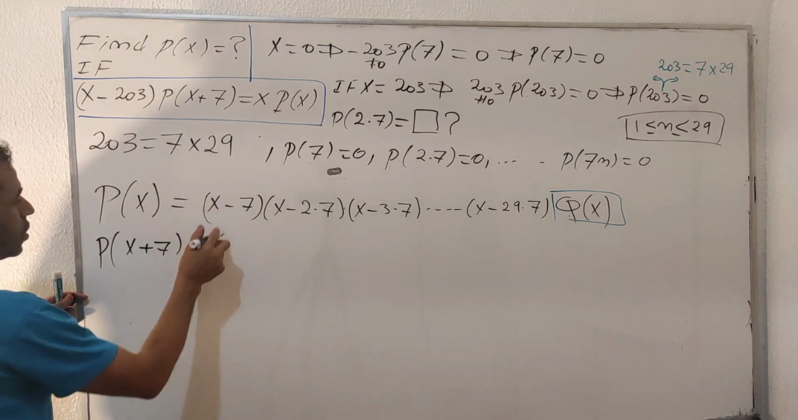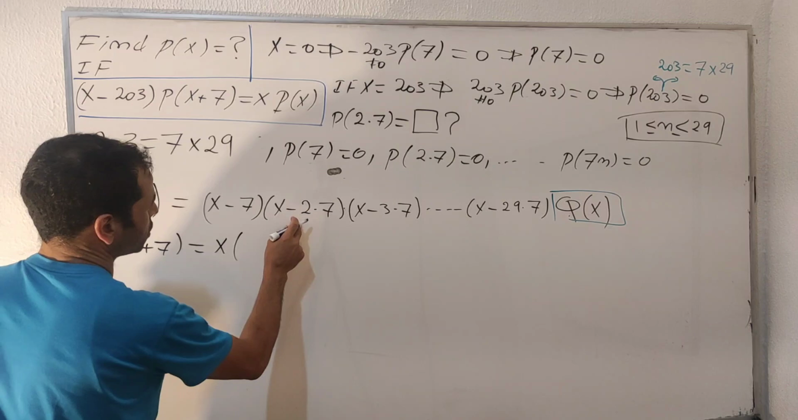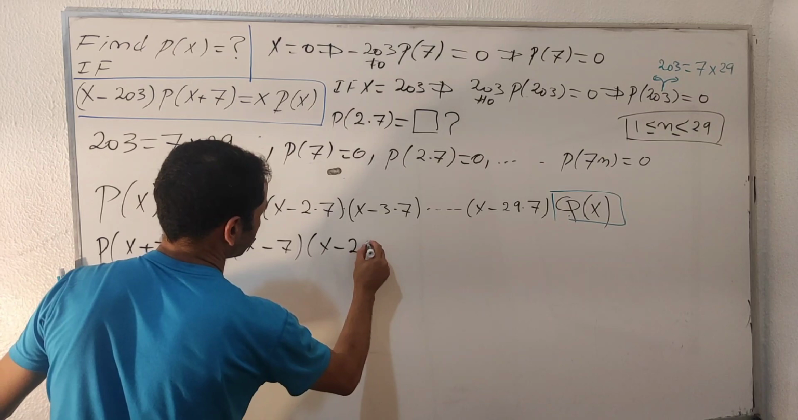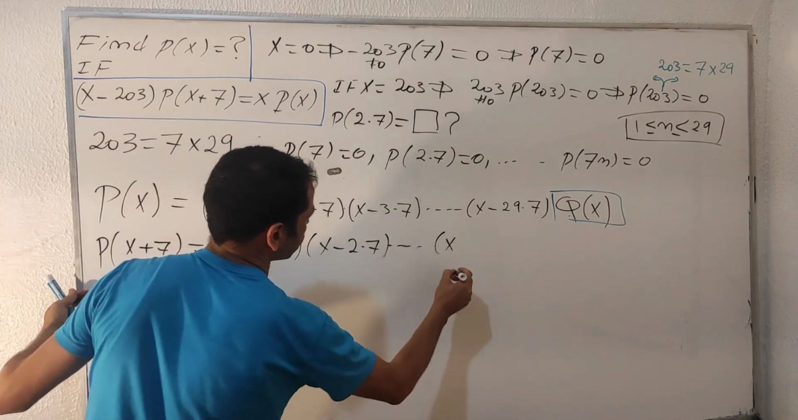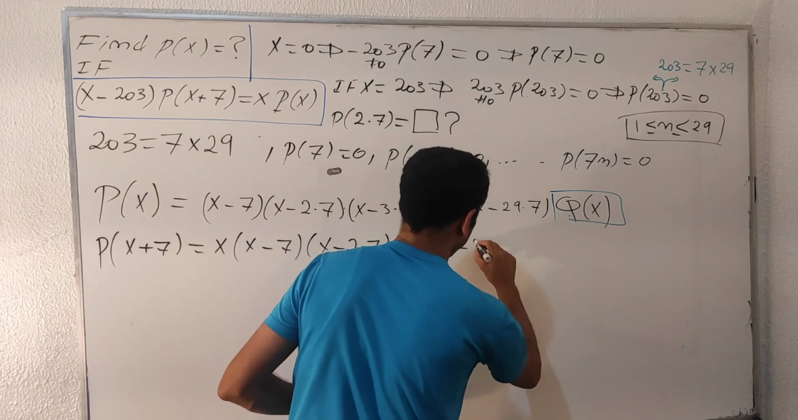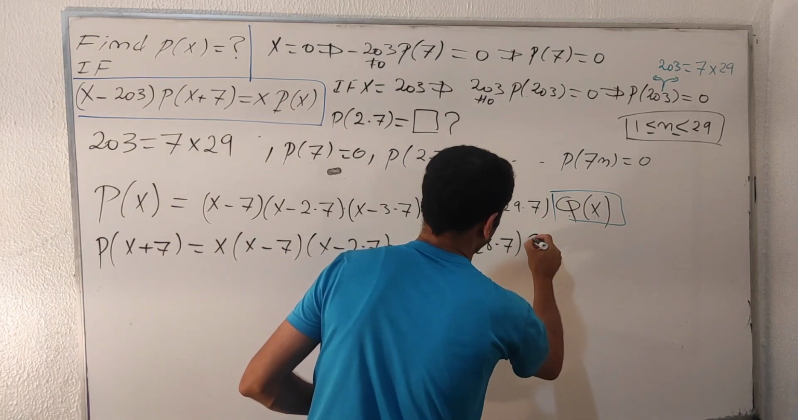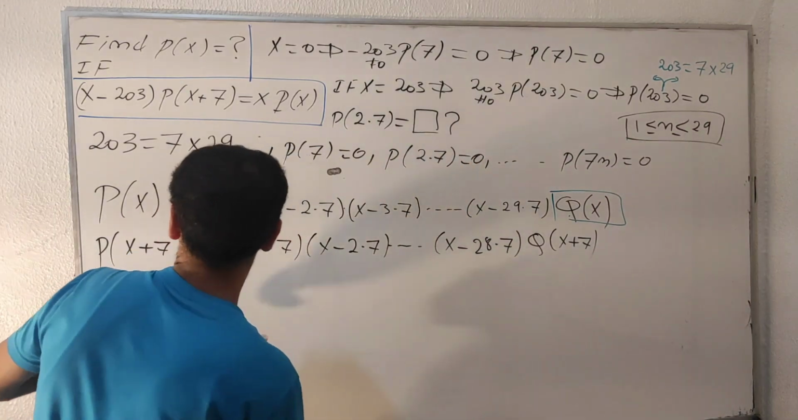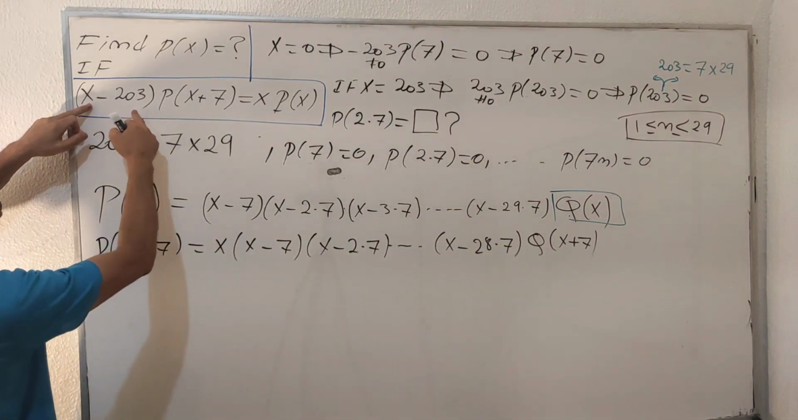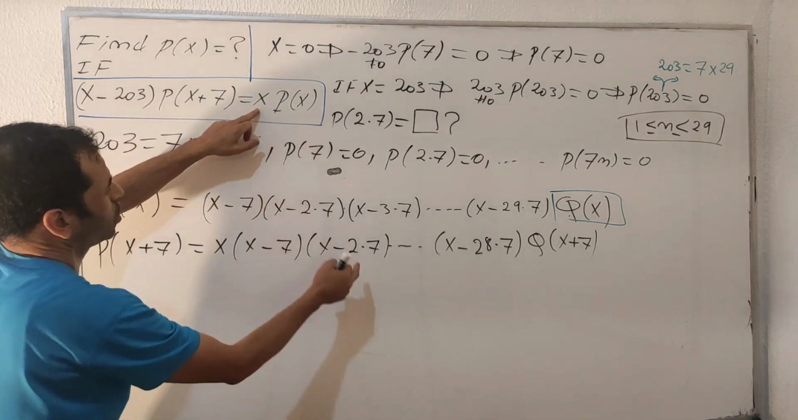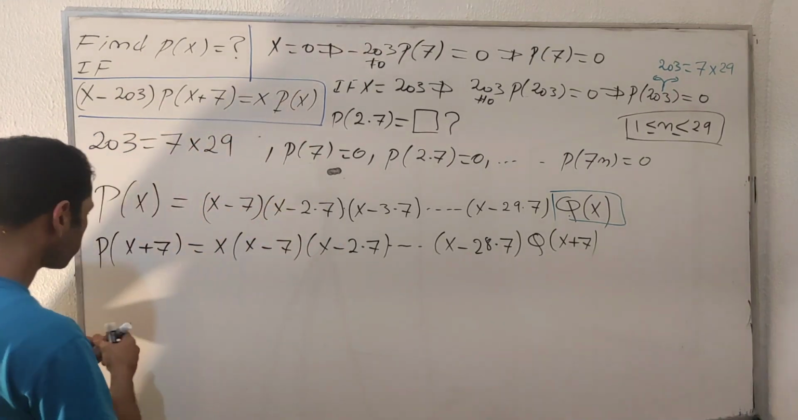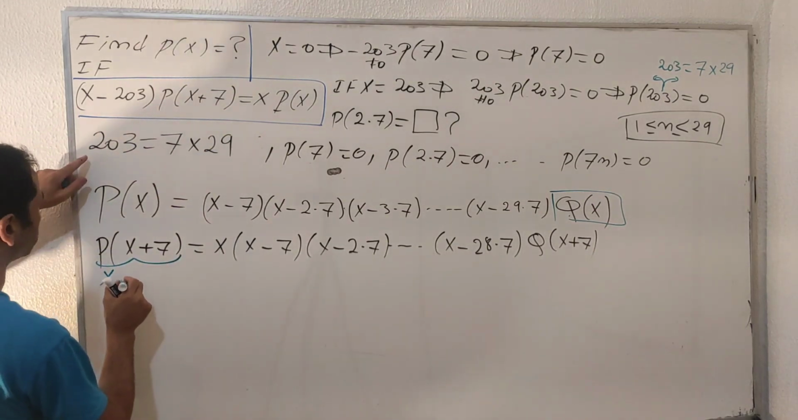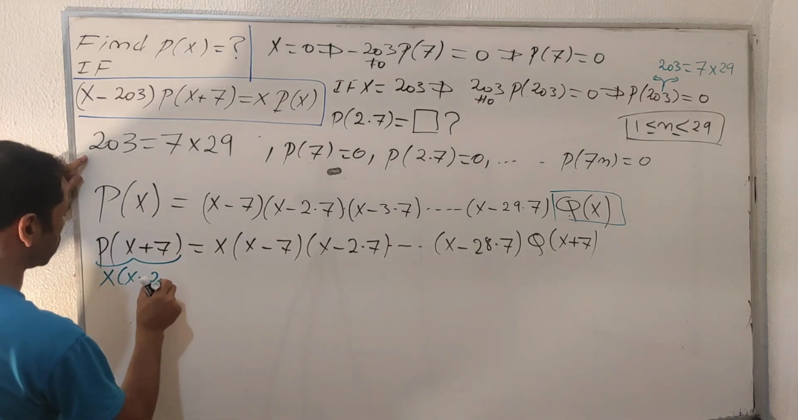If I'm adding 7 here, I get x here. If I'm adding 7 here, I get x minus 7. If I'm adding 7 here, I get x minus 2 times 7, and all the way down to x minus 28 times 7, times q of x plus 7. Then we need to multiply this by x minus 29 times 7 in order to get the right hand side of this equation, in order to have this equality.